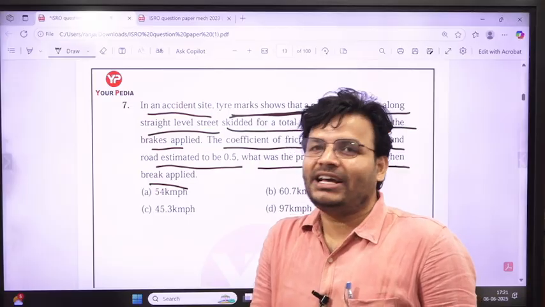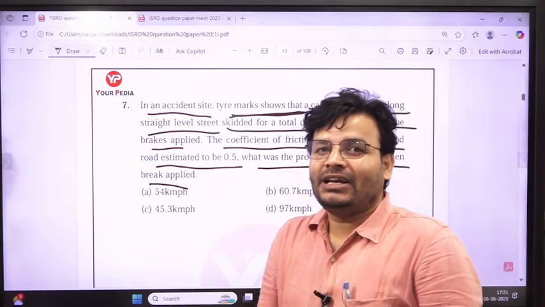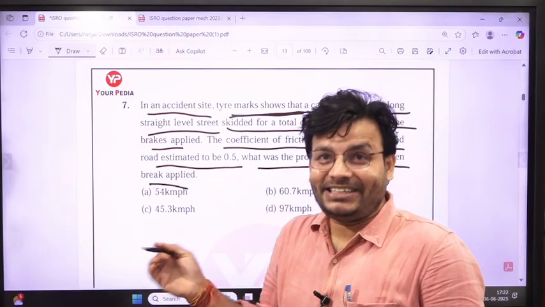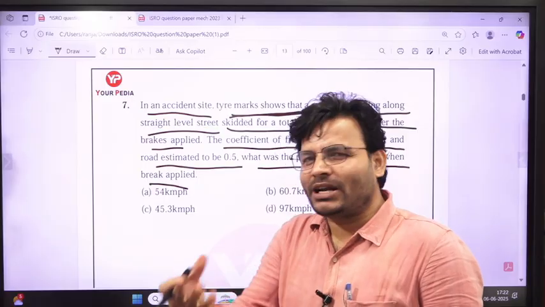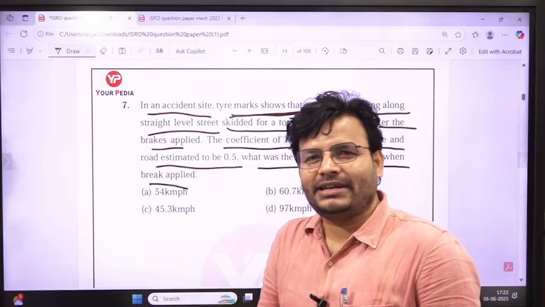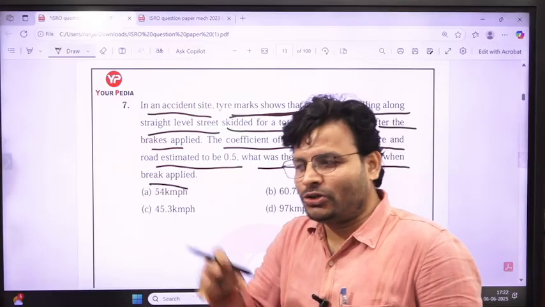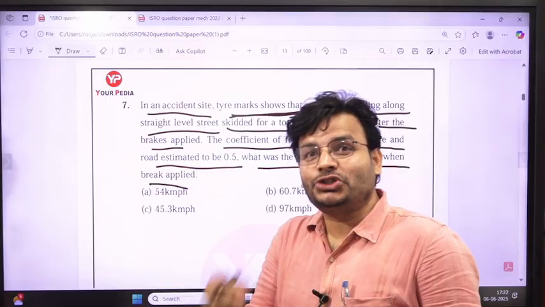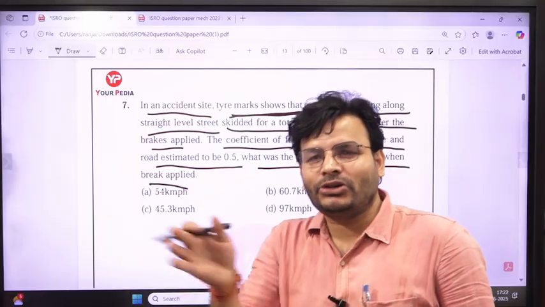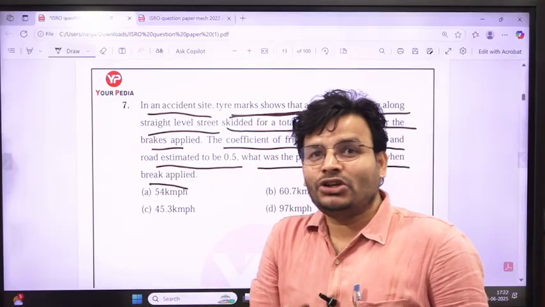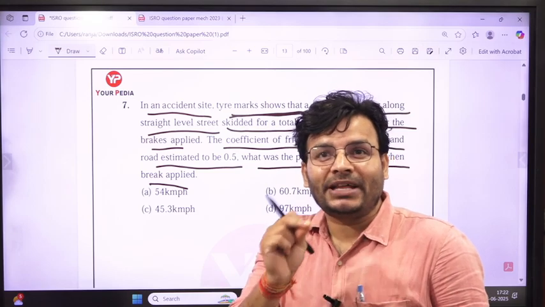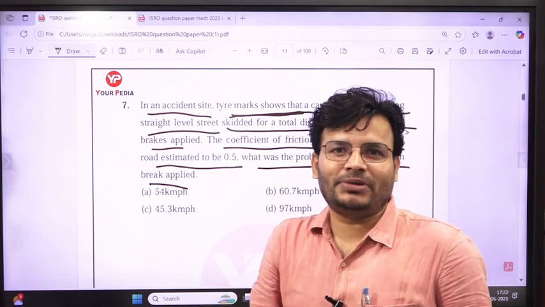So the question is, what was the speed when the brake was suddenly applied? Really beautiful question, and you have to think like a scientist, then only you will be able to solve it. Suppose you are driving a car, suddenly something comes and you suddenly apply the brake. Even after application of the brake there is skidding, and due to the skidding your car moves 23 meters. So now you have to calculate the speed when the brake was applied.